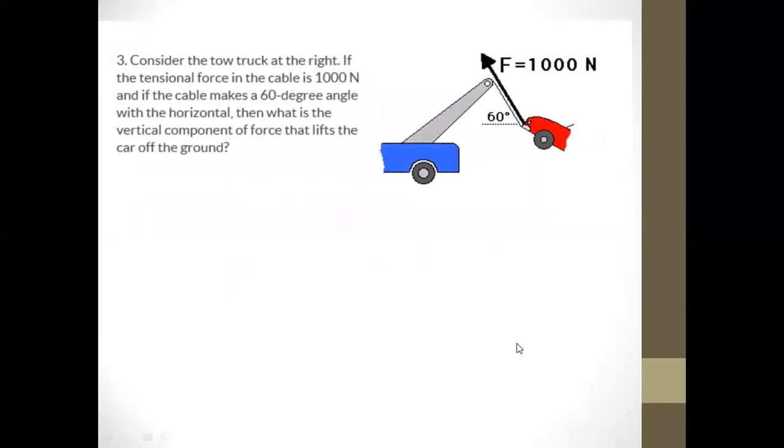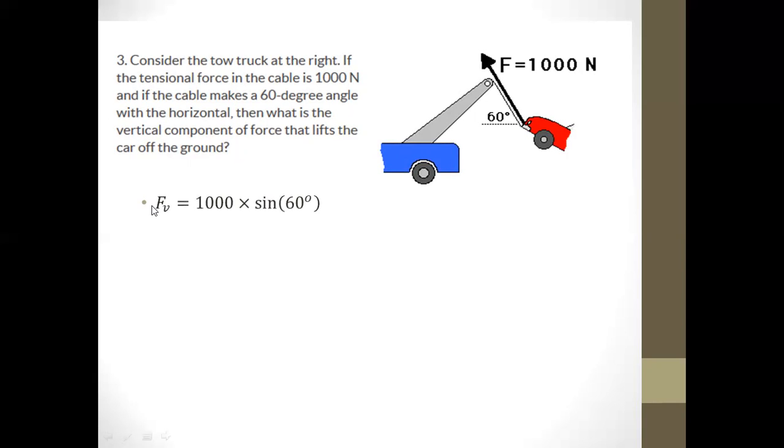Another example. Consider the tow truck as shown. If the tensional force in the cable is 1000 Newton and the cable makes a 60 degree angle with the horizontal, what is the vertical component of the force that lifts the car off the ground? We need the vertical component only.